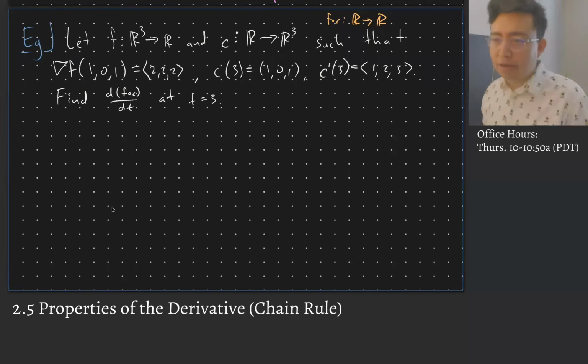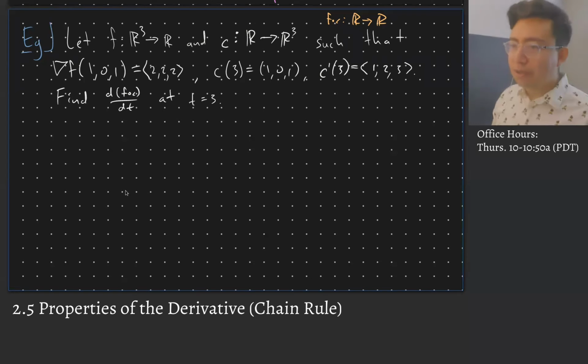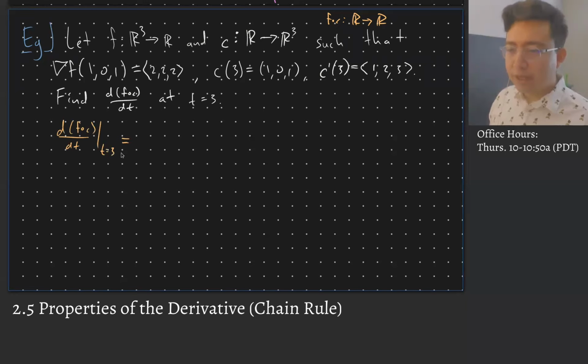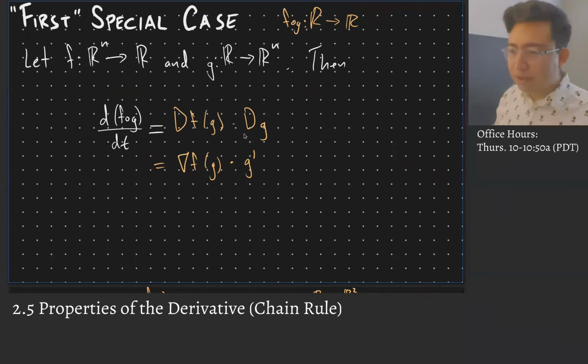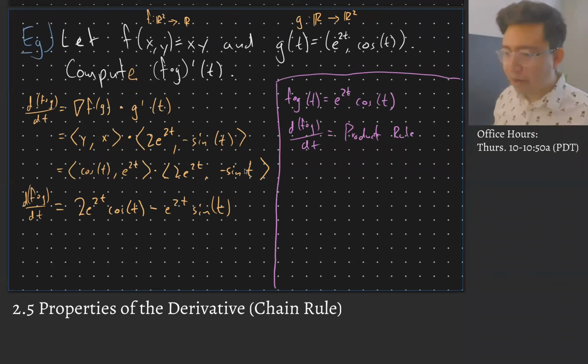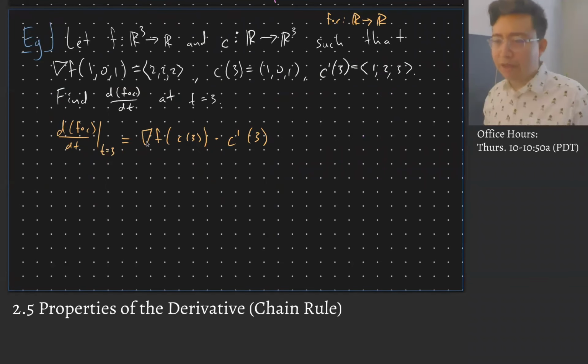Okay, well, according to the chain rule, or I should say the special case of the chain rule, d f of c dt at t equals 3 is going to equal the gradient of f at c of 3 dot product with c prime at 3. This is just me using the special case of the chain rule, the dot product of the gradient with c prime. And we just plug in 3 into the innermost function here.